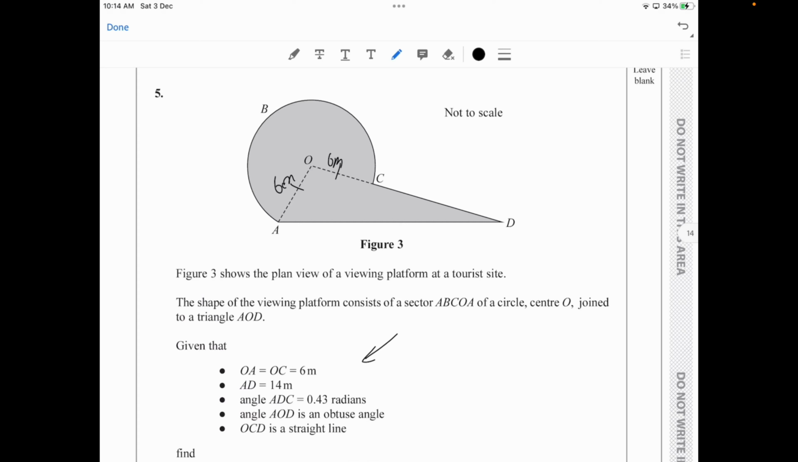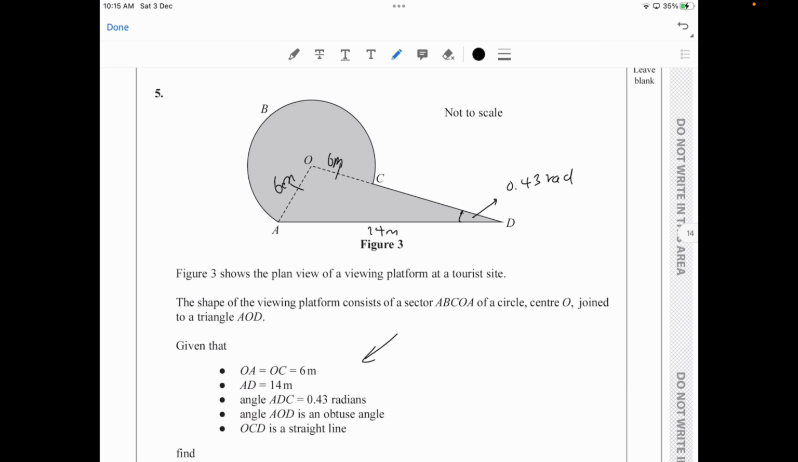We know that AD is 14 meters. Angle ADC should be 0.4 rad. Angle AOD is an obtuse angle. OCD is a straight line, so all the angles there should add up to 180 degrees. Okay, so what we need to do is find out the size of angle AOD.